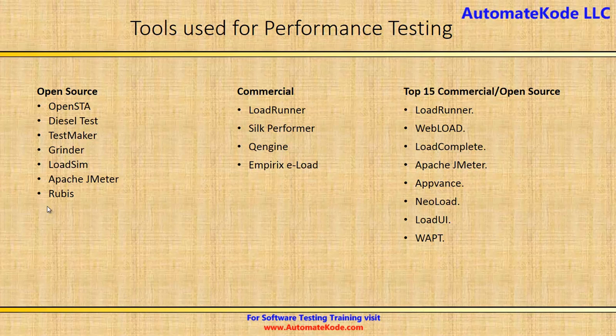So I have some open source tools. Out of the open source tools, Apache JMeter is the most popular. It uses Java for scripting. Can you see this Apache JMeter here? There are some other open source tools, but the most prominent one is Apache JMeter.